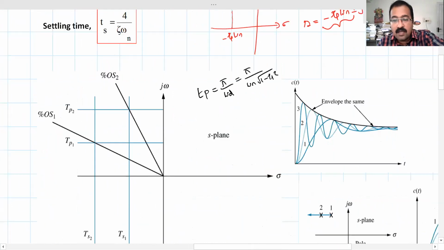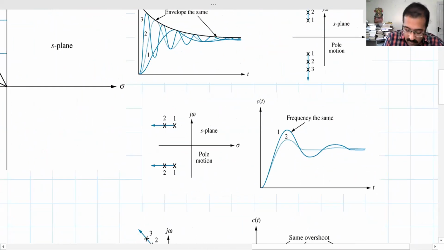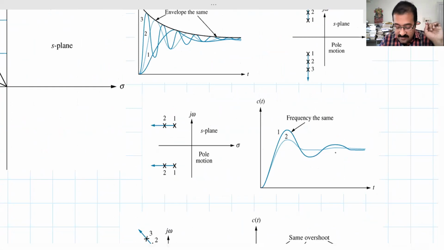So you will get a response like this. As you have a pair of poles at 1 1, you will have this response. Now when you are moving along the same horizontal line to 2 2, what happens? Peak time will remain the same, but other aspects will change. So horizontal lines give constant peak time lines.